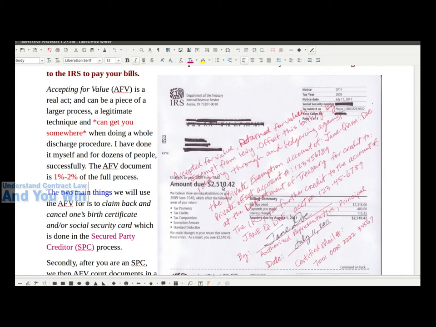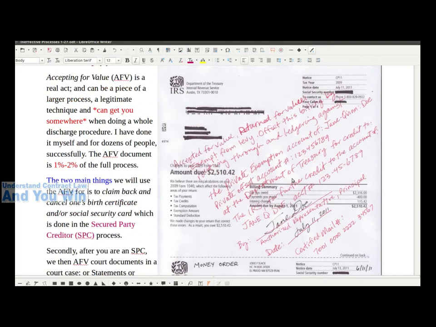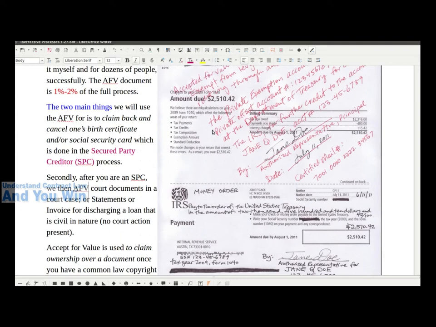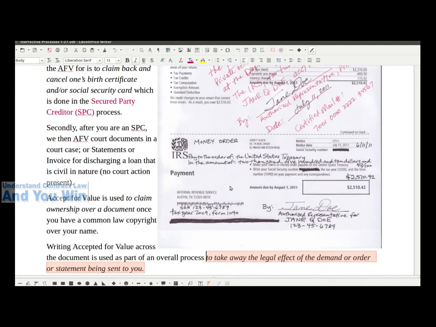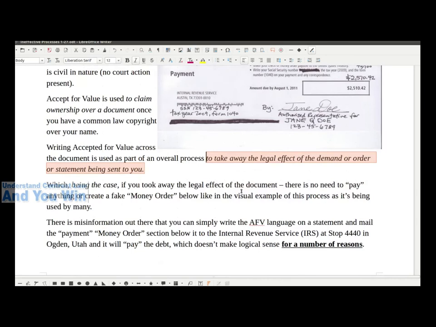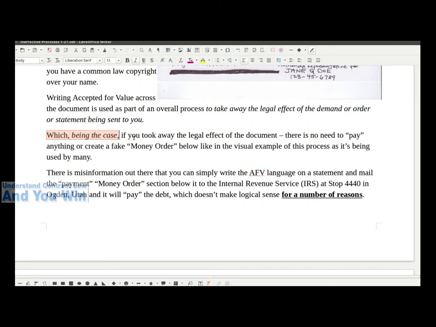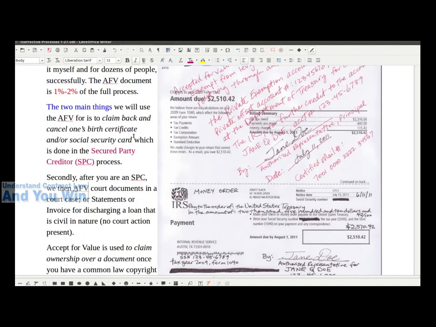So really what you need to do is accept for value all of the documents related to that account that you've ever received from that company. And if you want to go a step further, the whole original contract that created the obligation, and all the statements you've ever gotten. Possibly, right? That's in a sense just trying to give you the mindset of how this can be used, which is taking away the legal effect of the document and/or all the documents that you receive from this company.